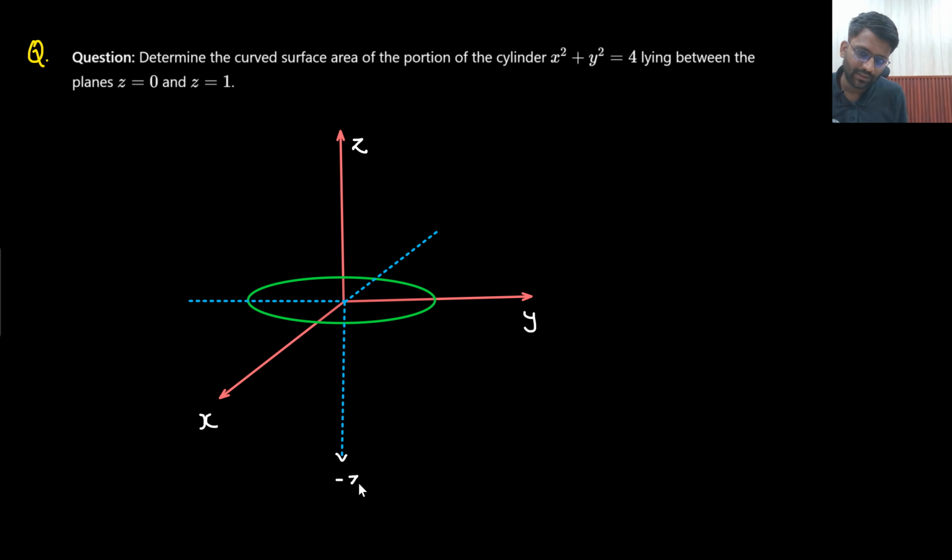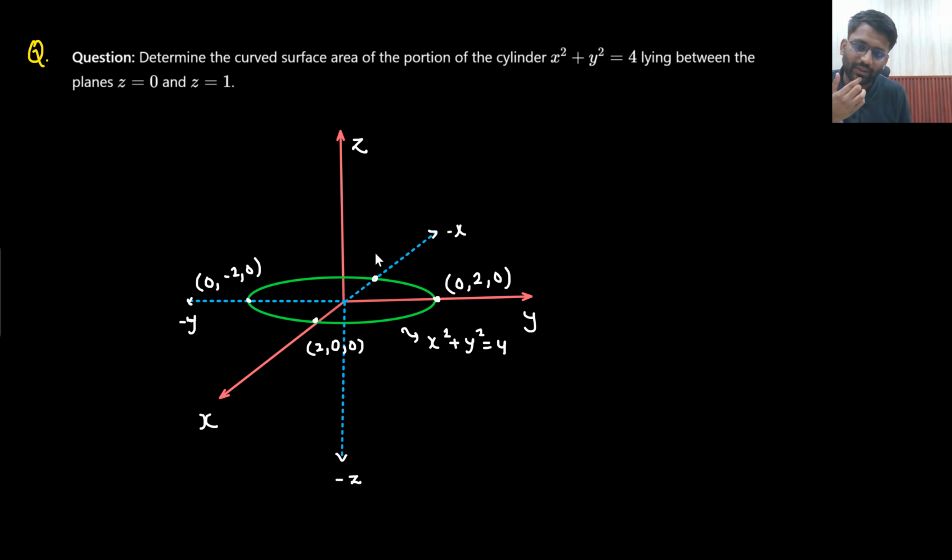Right, so this is minus z, this is minus y, and this is minus x. So this is the circle x square plus y square equals to 4. What will be this point? This point will be y coordinate, so x equals to 0, y equals to 2, because radius will be 2. What will be this point? x equals to 2, y equals to 0, z equals to 0. What will be this point? x equals to 0, y equals to minus 2 and 0. What will be this point? x equals to minus 2, 0, 0.